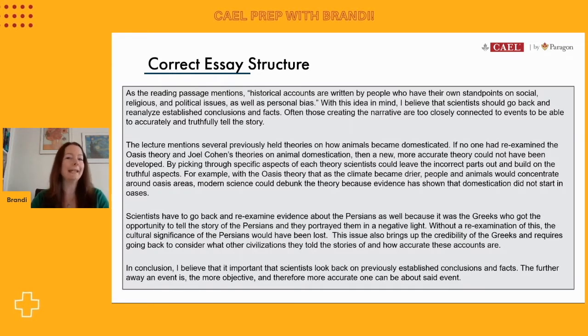Now, on the CAEL test, most of your details will come from the source material. So you'll be pulling examples out of the reading and the listening sections. And again, you'll use those details within the middle part of your essay itself. It's knowing how to organize those details that can be challenging, though, and that's what we're going to focus on today.